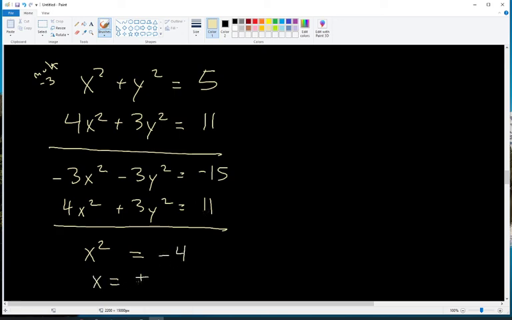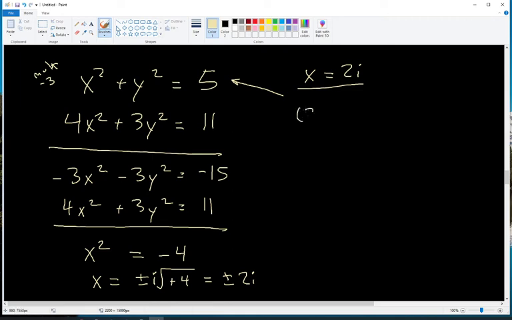So x equals plus or minus the square root of negative 4, which is an i, make it positive. Square root of 4 is 2. So this is plus or minus 2i this time. So when x is 2i, we need to figure out what y value pairs with that. So I'm going to plug that into the top equation.